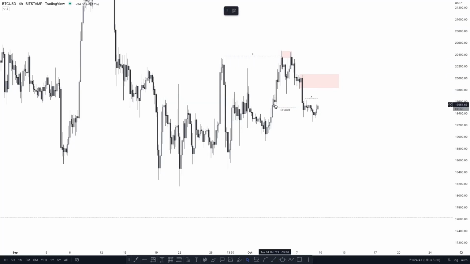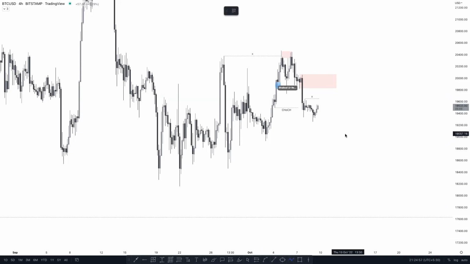And this is a valid pullback. That's why I mark this as a change of character. Taking out this change of character, break this inducement and go higher, tap on this order flow and switch into lower time frame, then we can sell into 15-minute confirmation, right?